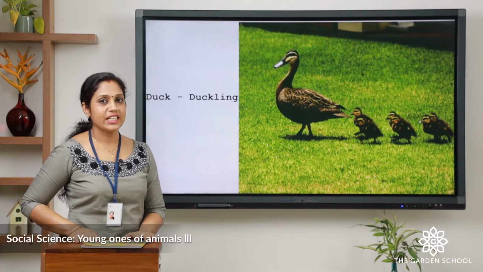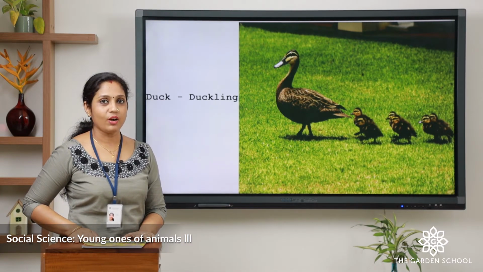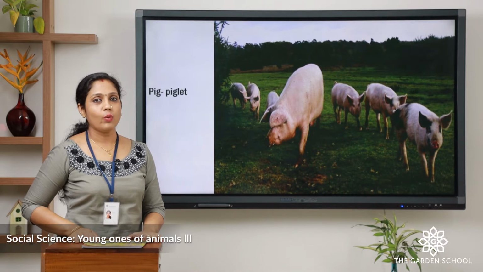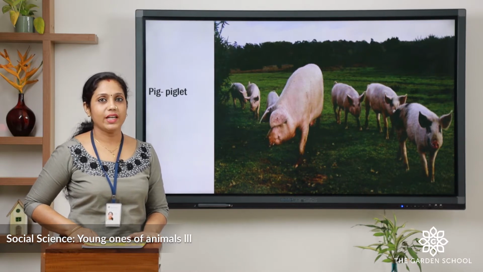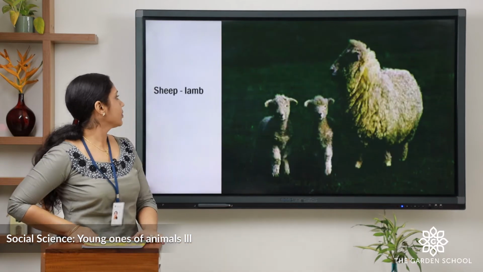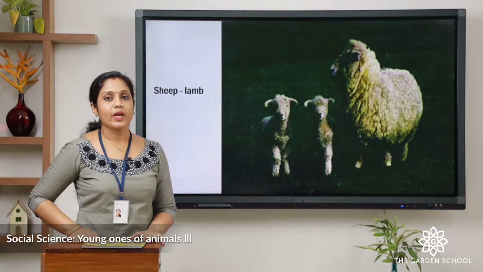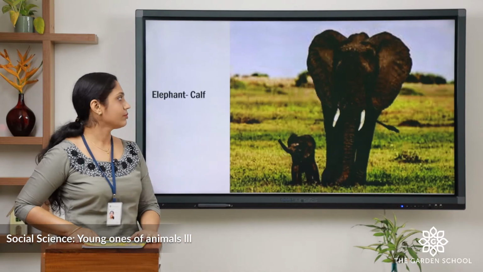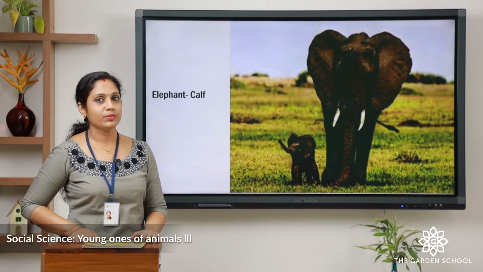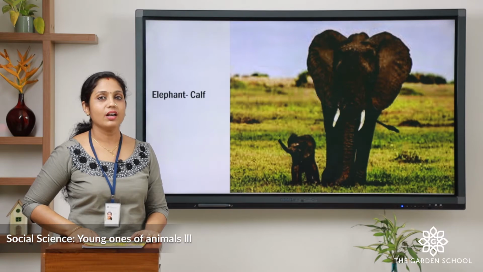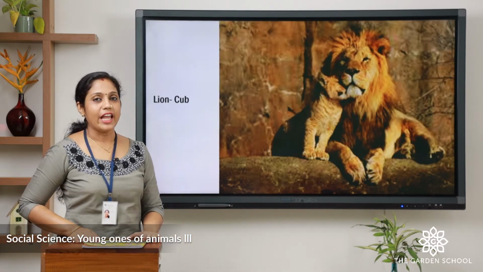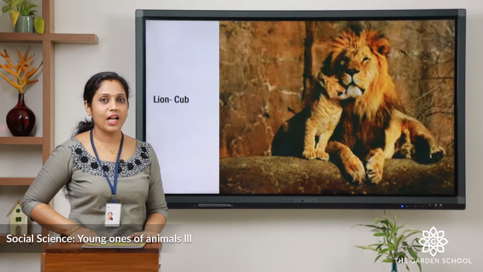Here we can see a duck, and what is the young one of a duck called? We call it a duckling. This is a pig. The young one of a pig, we call it a piglet. This is a sheep, and the young one of a sheep is called a lamb. We can see an elephant here, and the baby elephant is called a calf. The lion, the young one of a lion is called a cub.